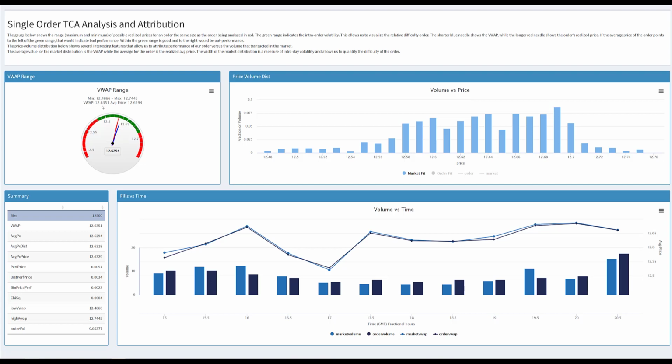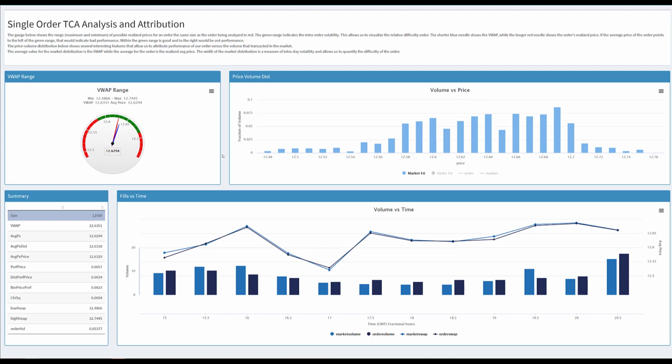So the VWAP, we can see 12.6351, and our average price 12.6294. Okay, so now we've got a way of being able to tell whether our execution was good or bad. Are we within the green here or are we not?